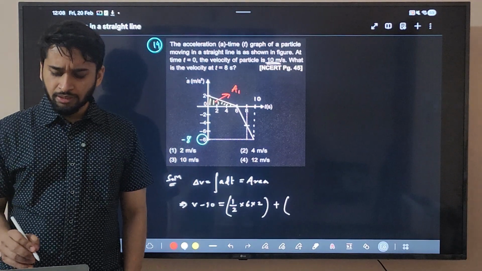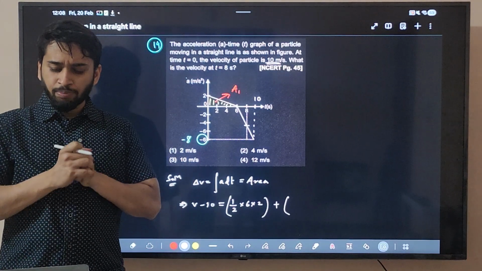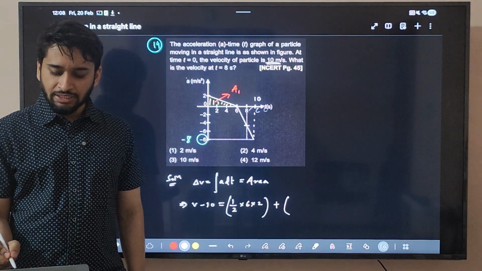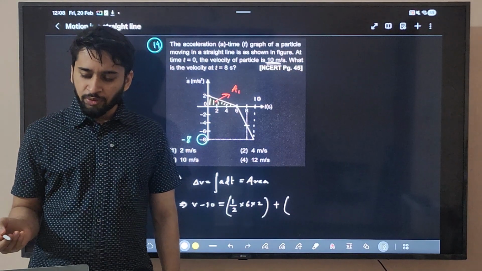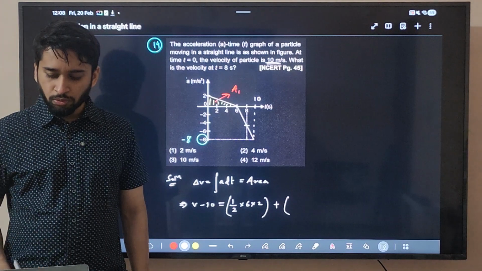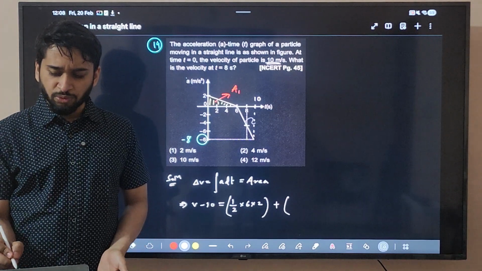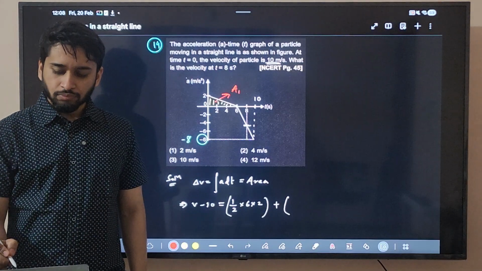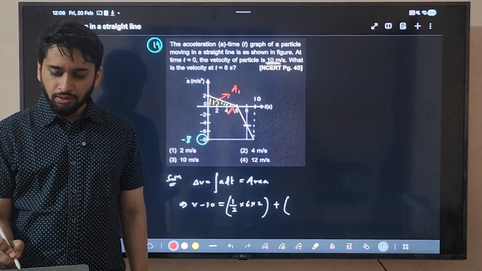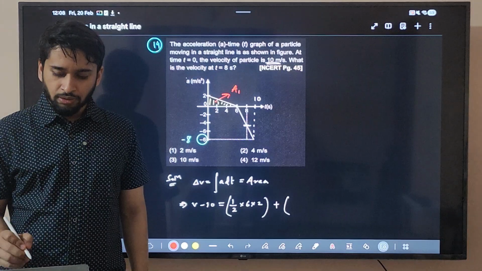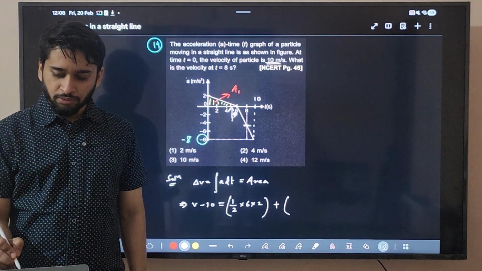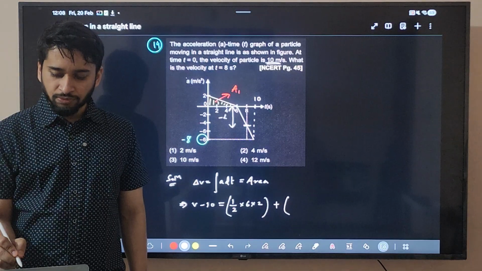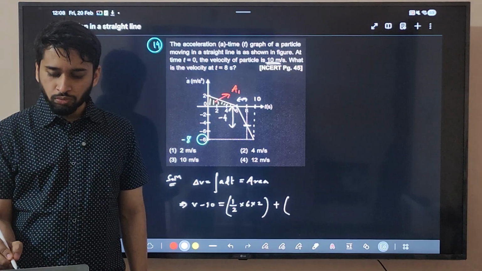What will be the midpoint? We need the midpoint, right? So between -8 and 0, the midpoint will be -4. This should be corresponding to -4. That's what I'm guessing. Okay, this should be -4. Otherwise it will be difficult to solve, right? So this length will be -4 and this is 2, right?